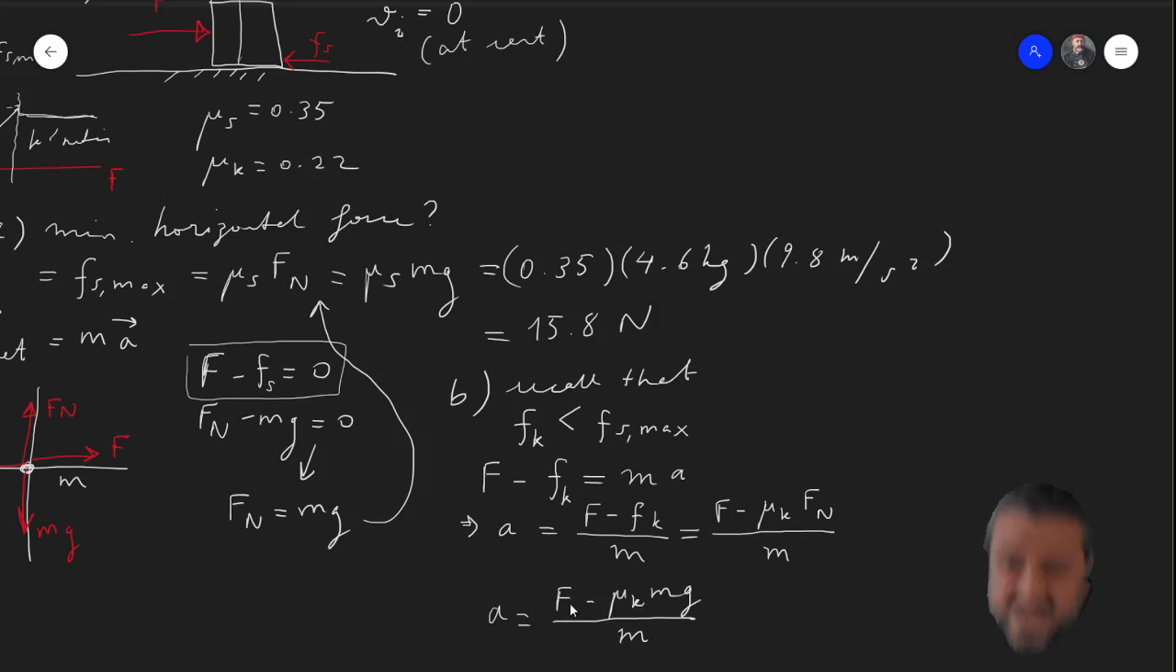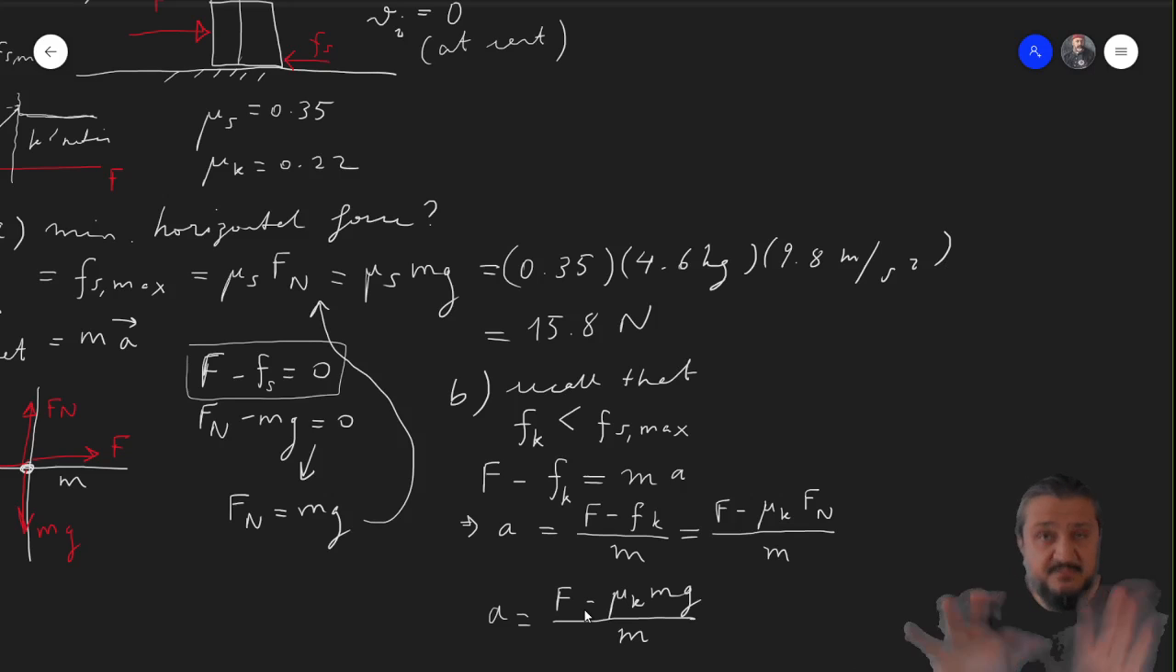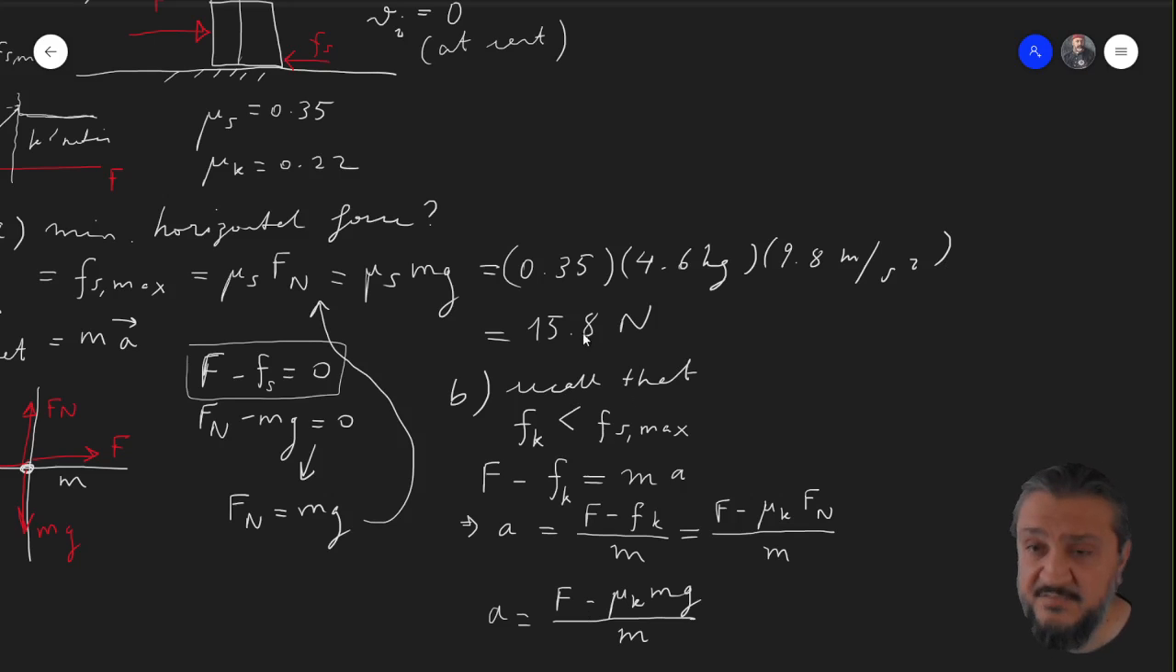Okay, now this F, of course, can be anything. It depends on you. In part B, it says you keep pushing on it with the same minimum starting force. If that's the case, you can just plug in 15.8 right there, and mu k is 0.22, mg, you know what mg is, and divide by m, you get your acceleration, okay? So that's how you find acceleration.